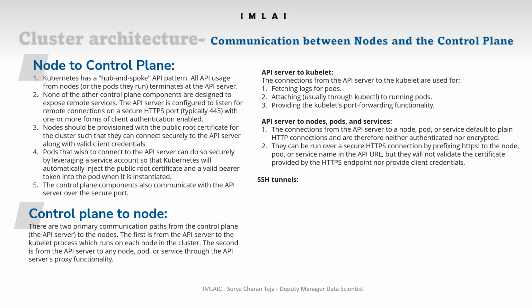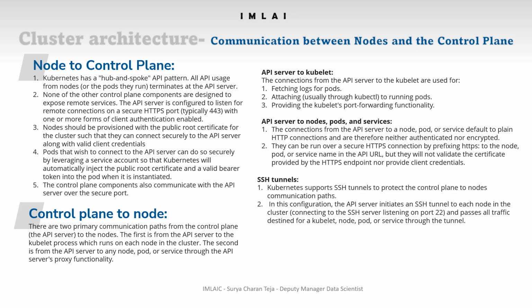We know this because throughout this course we have used SSH tunnels many times to connect with our EC2 instance. If you do not know, kindly watch all our previous videos. The API server passes all traffic destined for a kubelet, node, pod, or service through the tunnel. This tunnel ensures that the traffic is not exposed outside of the network in which the nodes are running.